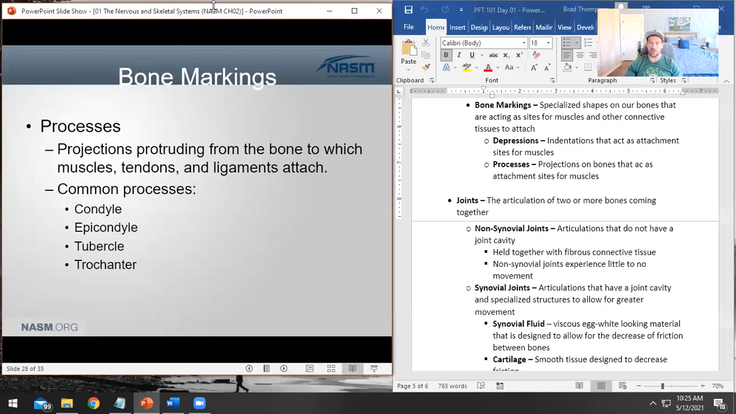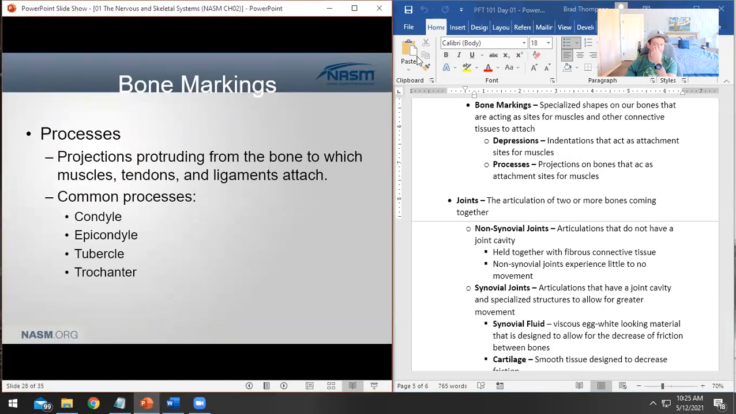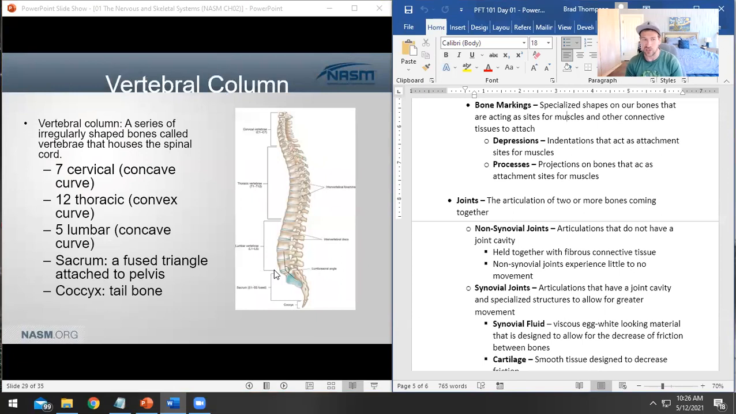So when we look at our bones, bone markings are basically these specialized shapes on our bones that act as sites for our muscles or other connective tissue to get a good grip on. Depressions are basically little dents that allow a muscle to feed into that dent so it can get a really good grip. And then a process is a projection, which allows a muscle to get a really good grip, right? So we've got a lot of different types of processes and depressions throughout the body.